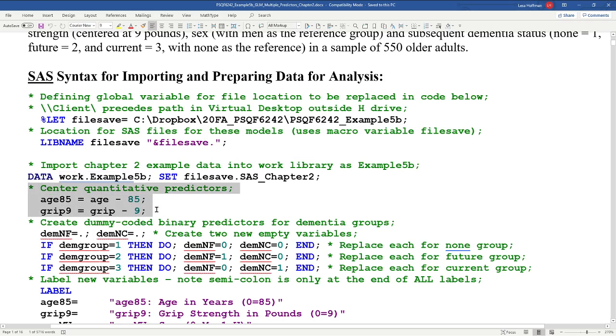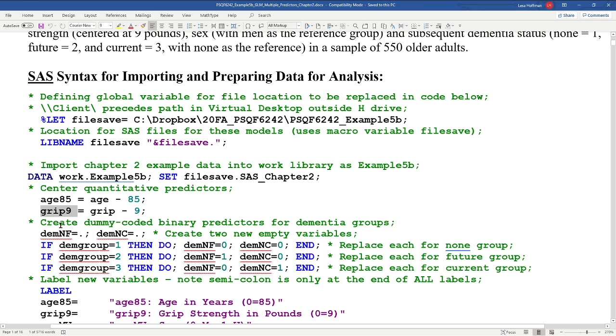So I am going to first center my quantitative predictors, and I have chosen values that are near their means. So age is going to be centered at 85, and grip strength is going to be centered at 9, which translates into 9 pounds per square inch in this measure. My convention in labeling new variables and naming them is to put the centering constant at the end. So age85 to me means age centered at 85. Grip9 means grip strength centered at 9.